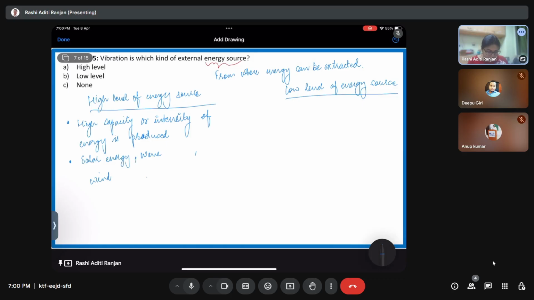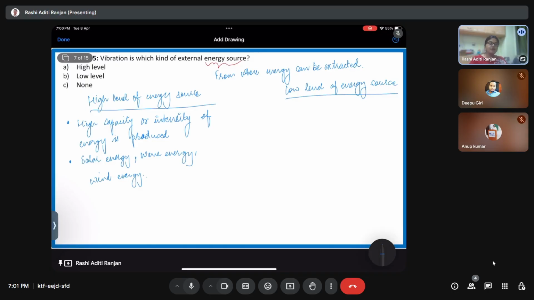Anyways, these all occur in abundance and hence are a good source of energy and they are able to give a high capacity or intensity of energy and that is why it is known as a high level of energy source.